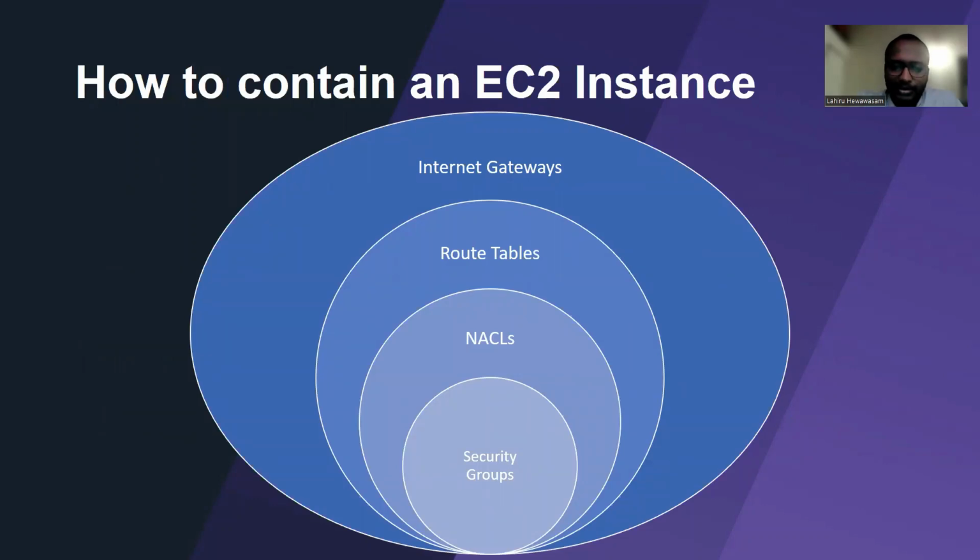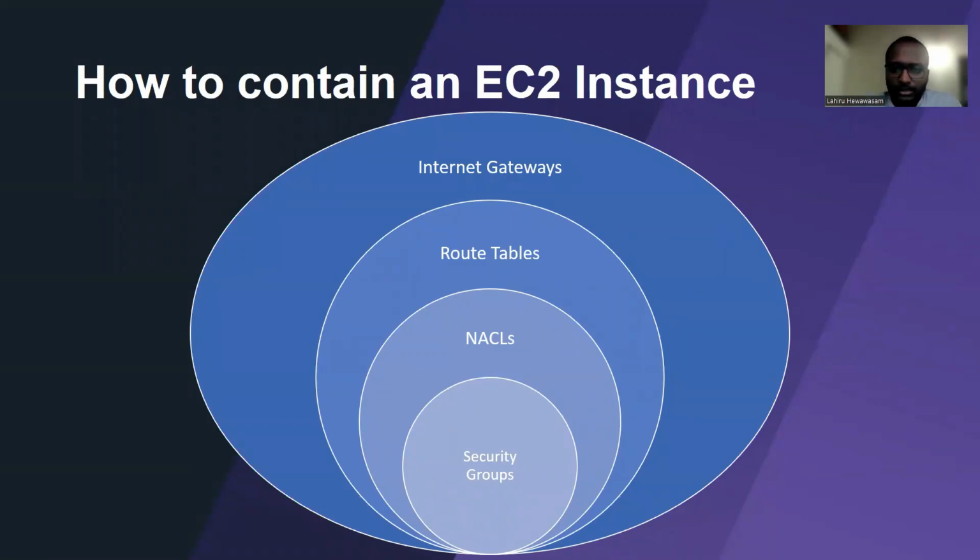Now, let's look at how we can contain an EC2 instance. There are 4 key ways or approaches that we can do this. Starting from the bottom, we have our security groups. Security groups are very targeted, so you can use security groups for targeted isolations. You have NACLs, or network ACLs, that will restrict access on the subnet level.